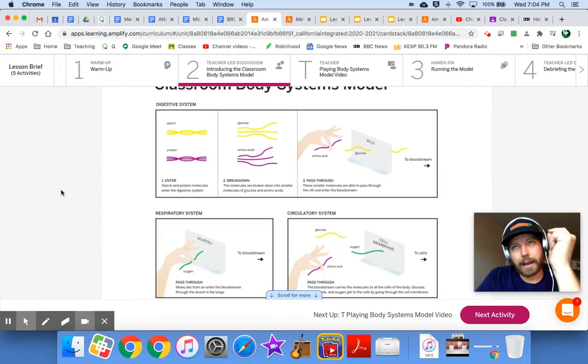Pretty cool how that works, how everything is connected. Not only is it delivering things to every single cell in your body, it's also taking things away from the cells in your body too.